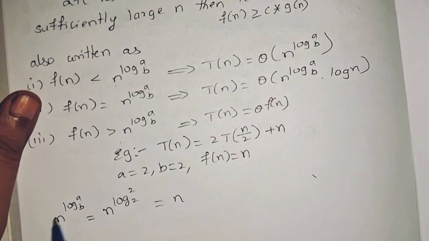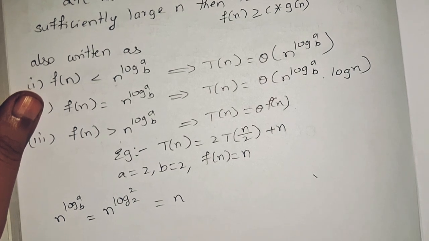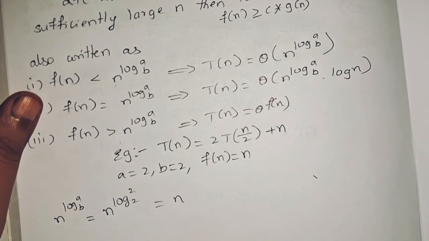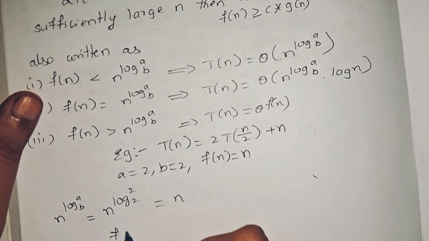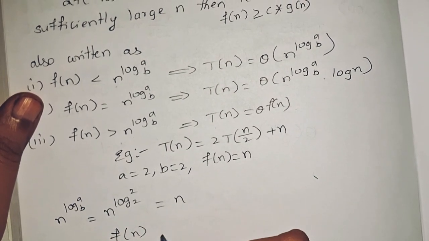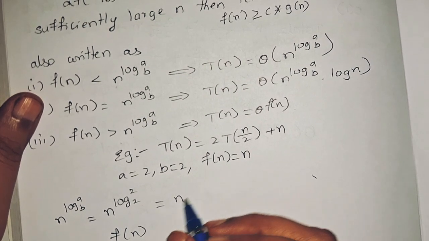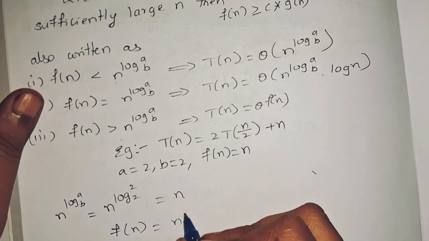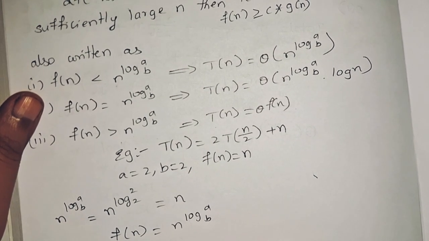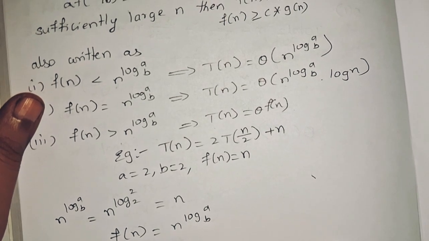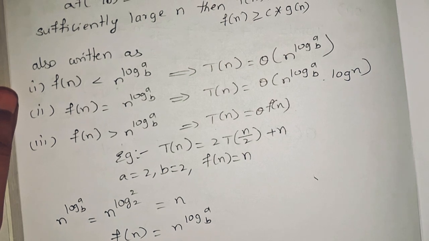So the n power log a base b value is n. So we need to compare this with f of n. So f of n is equal to n, right? So f of n is equal to n power log a base b. So this is n. So these two are satisfying. So these two are equal. So now case 2 is satisfied here. So we will consider case 2.